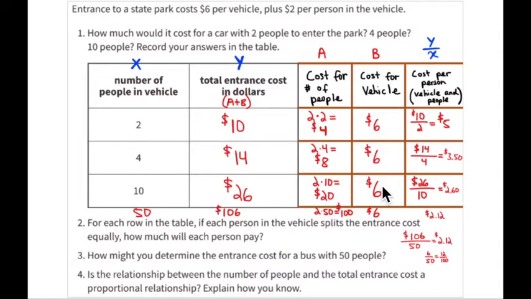But then you add the $6 in every case, that makes that increase not proportional. So there's no constant of proportionality. There's no constant cost per person. That cost changes because you have to spread that $6 among a different number of people. So that amount's going to change. The more people you have going to the park together, the less they have to pay for the vehicle. So it is not a proportional increase.